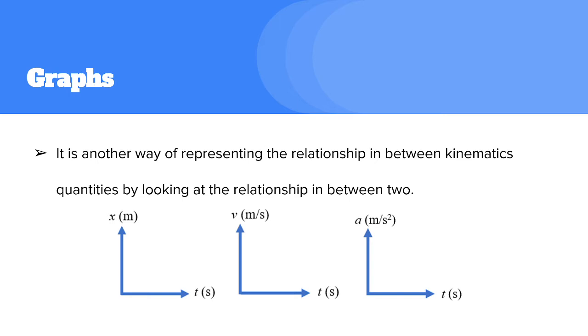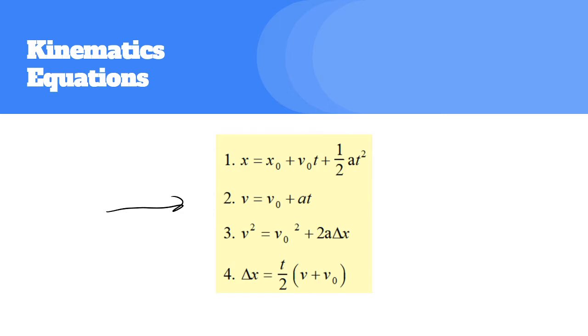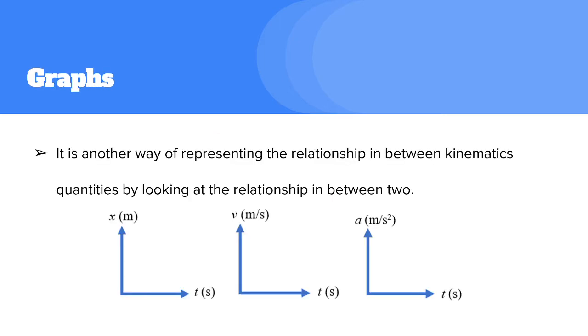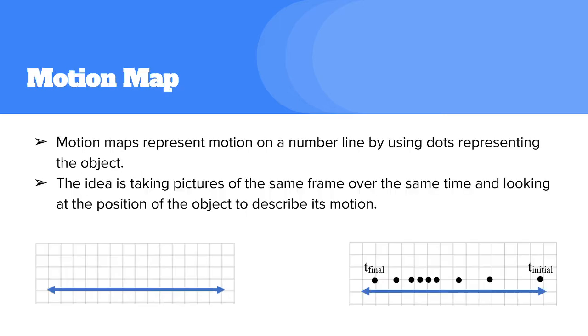Alright, so we were talking about kinematics. One way of describing motion is the math, the equations. The second way is graphs, and basically x-t, v-t, and a-t graphs are going to be used. Another way to describe the motion is a motion map. So what is a motion map?